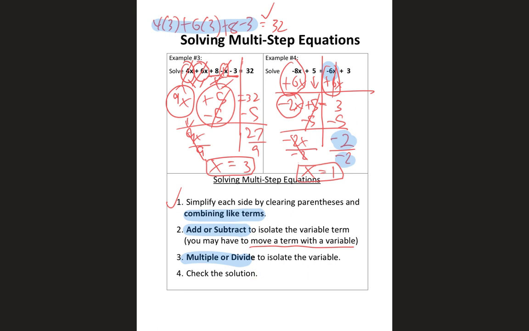And how would we check our answer? Well, we would put 1 in there. We would say negative 8 times 1 plus 5, which is negative 8 plus 5, and that is equal to negative 3. Let's do the right side. Negative 6 times 1 plus 3. That gives us negative 6 plus 3, and that also gives us negative 3. So that's how we would check our work. Remember, on the test or the PSAT, we want to check our work, and that's how we would do it, by checking the solution.